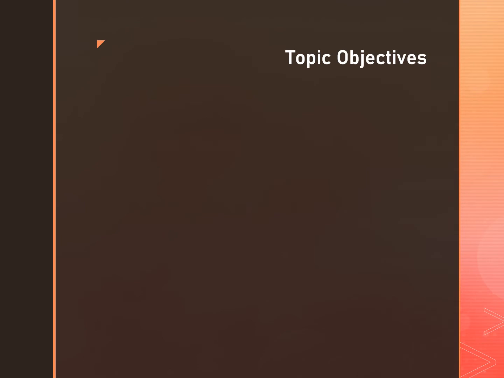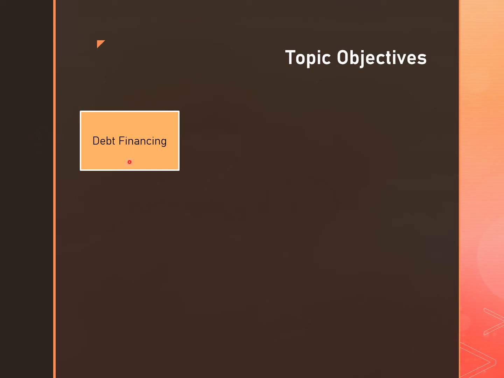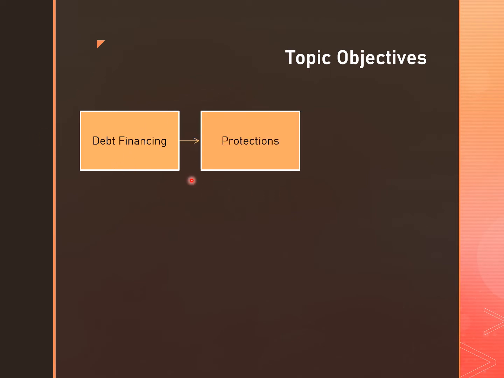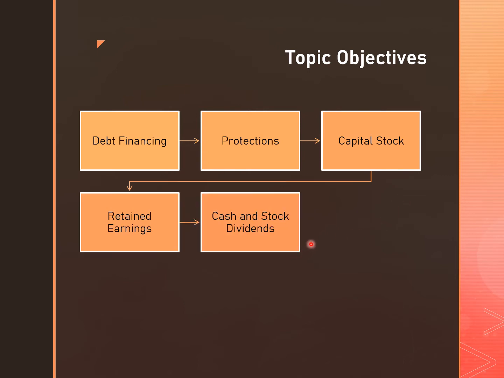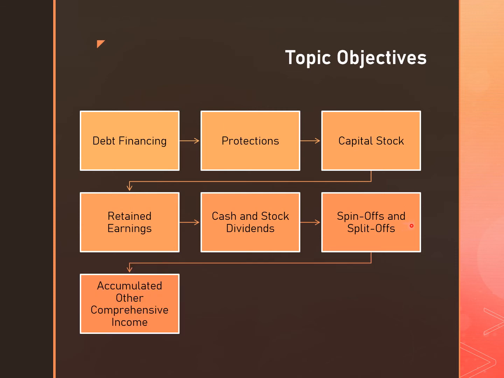Untuk Analysing Financing Activities, the topic objectives are: first one, debt financing, protections, capital stock, retained earnings, cash and stock dividend, spin-off and split-off, and the last one will be the accumulated other comprehensive income. So, untuk analysing financing activities ni, dia akan keluar untuk your final exam dekat multiple choice question dan juga in your test.